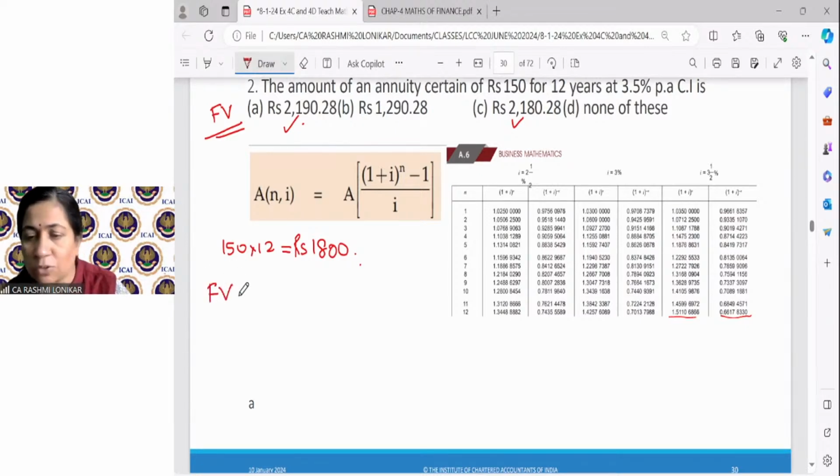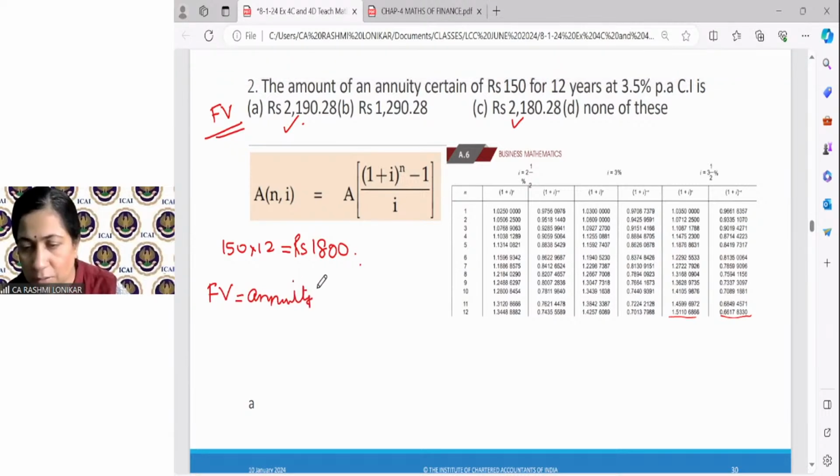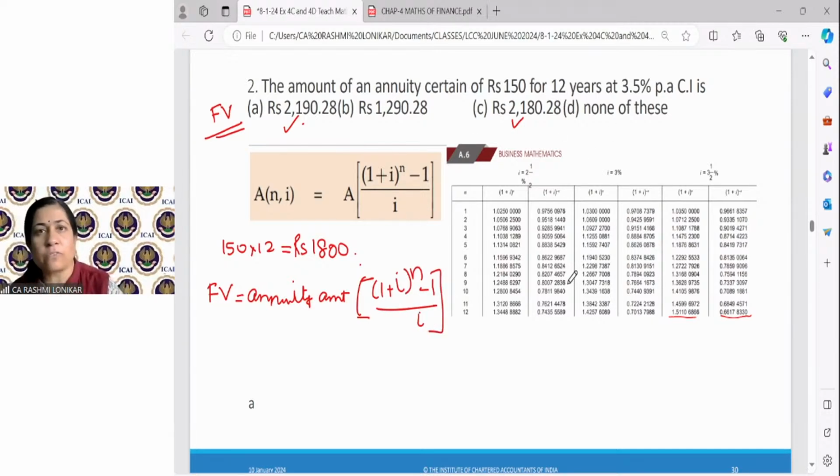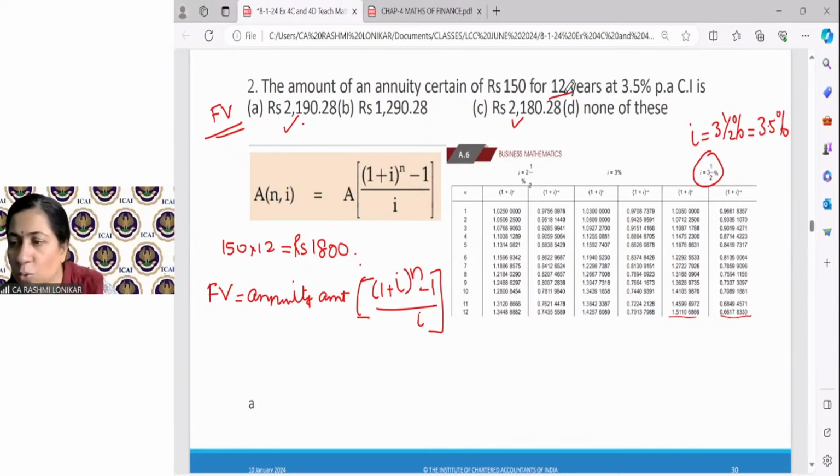So what will be the future value? Future value will be the annuity amount into 1 plus I raised to n minus 1 upon I. Okay. So again, I have taken the help of your tables, and here can you see this is what? I is equal to 3.5%. And how many years do I have? 12 years. So this is my 12 years.